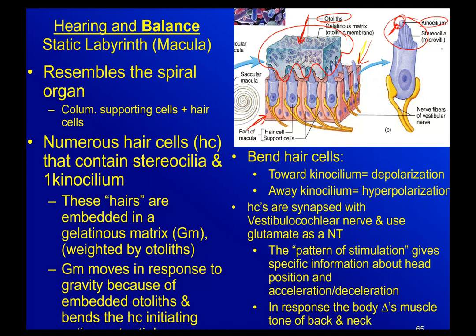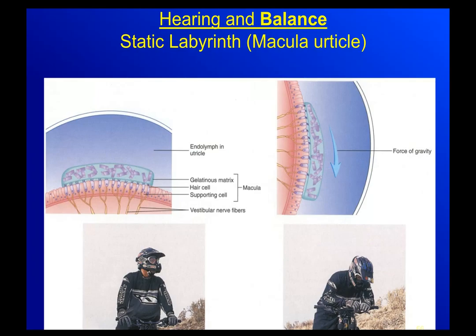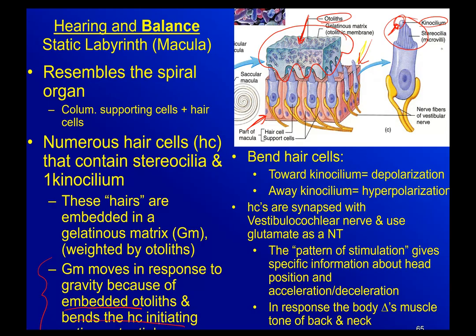These hairs are embedded in that gelatinous matrix, and that gelatinous matrix is weighted by those otoliths. In other words, it's got enough girth to it that if gravity yanks, it's going to move, okay? So the gelatinous mass moves in response to gravity because of those embedded otoliths. Those embedded otoliths are going to basically cause those hairs to bend, okay? So if this shifts this way, the hairs bend this way because they are embedded in that gel. If it shifts that way, the hairs are going to go that way because they are embedded inside of that gel that has the otoliths that give it weight.